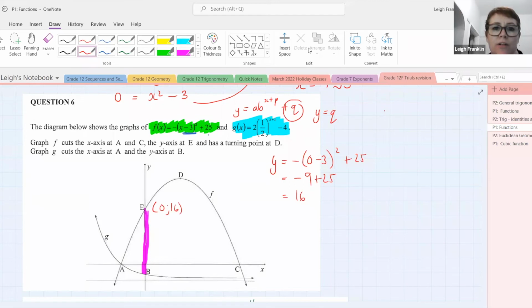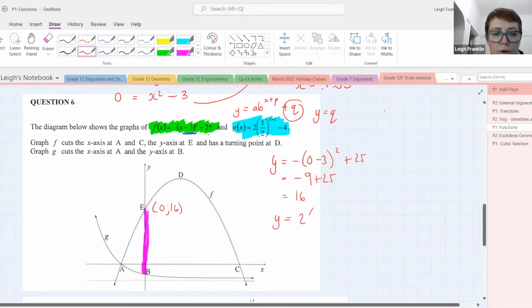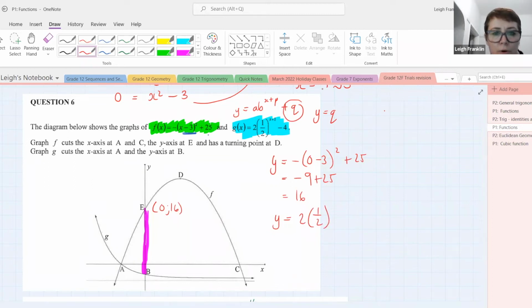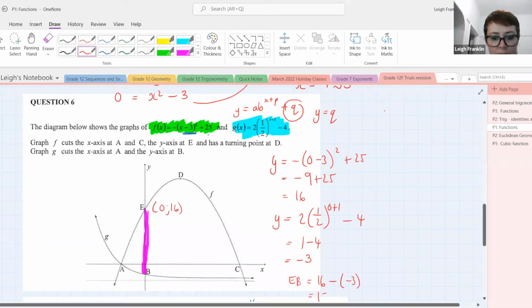At B, how are we going to find the y-intercept? Again, we're going to let x be equal to 0. So here we've got y equals 2 times 1 over 2 to the 0 plus 1, minus 4. A half to the 1 is a half, 2 times a half is 1, and 1 minus 4 would leave us with -3. So EB is 16 minus -3, which gives us 19 units.